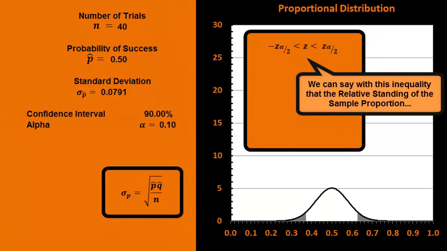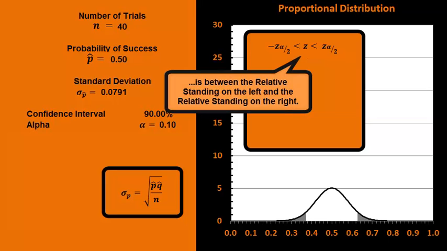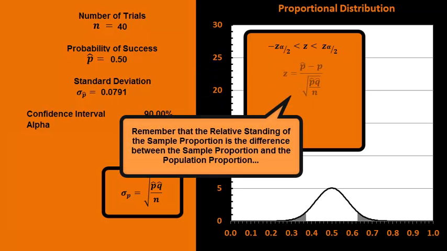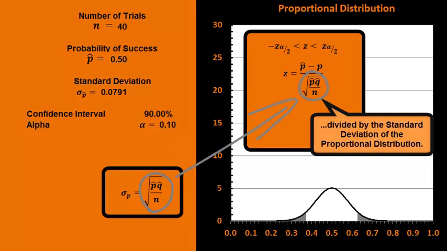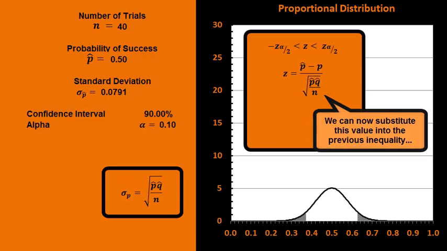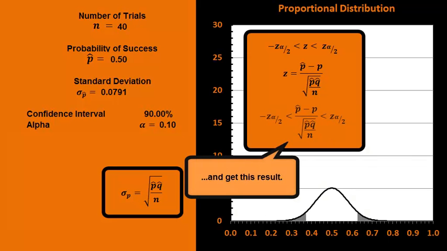We can say with this inequality that the relative standing of the sample proportion is between the relative standing on the left and the relative standing on the right. Remember that the relative standing of the sample proportion is the difference between the sample proportion and the population proportion divided by the standard deviation of the proportional distribution. We can now substitute this value into the previous inequality and get this result.